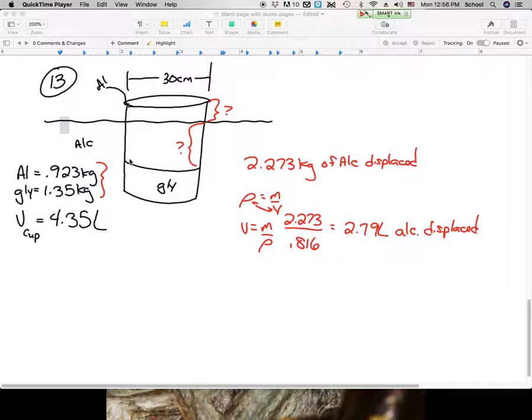Now the glycerin down here, again we have a mass. So if we take the mass of the glycerin and we divide it by the density of glycerin, which is 1.26, that's going to give me 1.07 liters of glycerin.